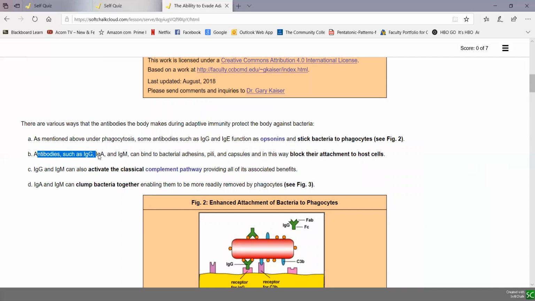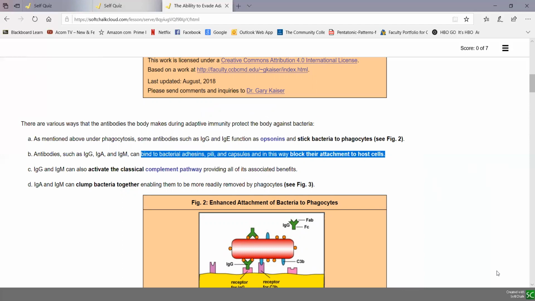Antibodies like immunoglobulin G, immunoglobulin A, immunoglobulin M, and we'll learn about all these different antibodies later on in Unit 6, can bind to bacterial adhesins, to the adhesive tip of bacterial pili or to capsules, and block the attachment of bacteria to host cells.